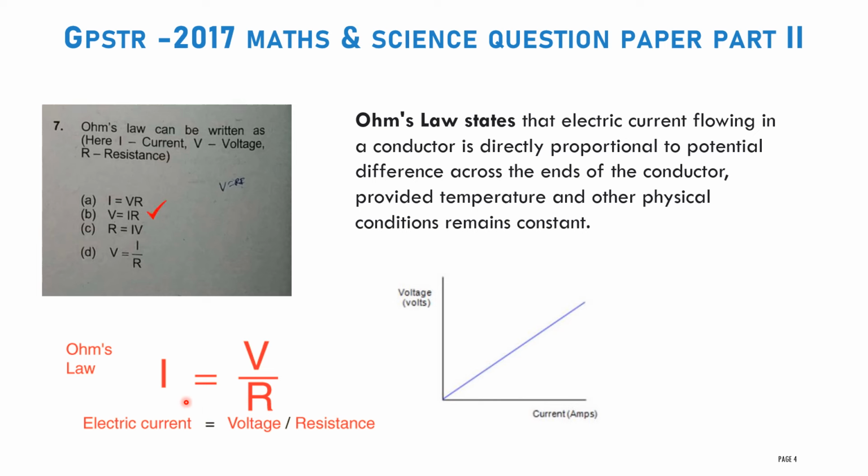You can rearrange this equation. V will be equal to I into R. You multiply, and then you will get this answer. Therefore, Ohm's law is nothing but V is equal to I into R.